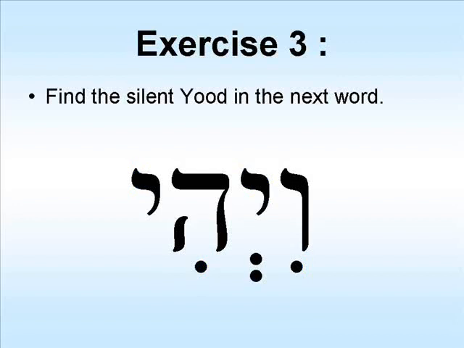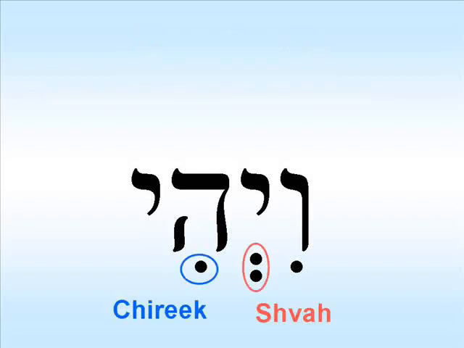Exercise 3. Find the silent Yood in the next word. Read it. Good. Vi, hi. The first Yood we can hear. We can hear the Y, the Y of the Yood. Why is that? Because we have a shva underneath the Yood. So we do not even have to look at the letter that precedes the Yood, since the Yood has its own vowel. So the first Yood we know is not a silent Yood.